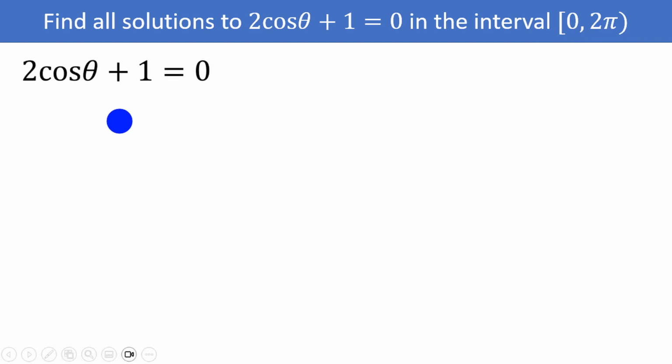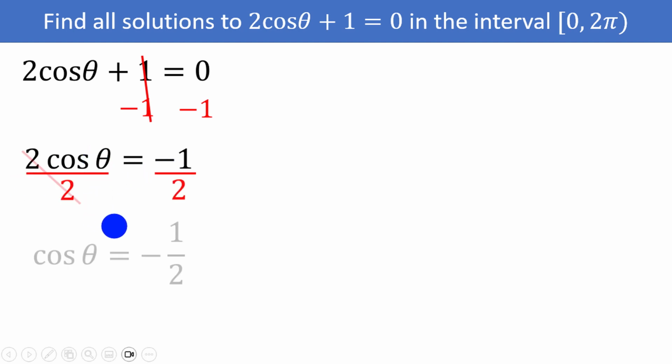Okay, so our first step is going to be to subtract 1 from both sides of the equation. So if we subtract 1, we'll have 2 times the cosine of theta is equal to negative 1. And then we can divide both sides by 2. We will get that cosine of theta is equal to negative 1/2. And our goal is to solve for theta.